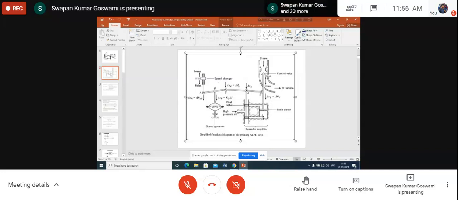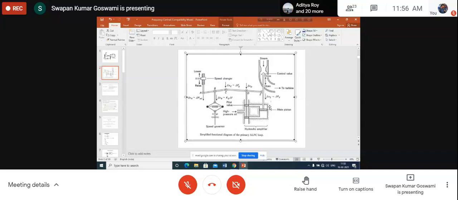So you are changing the position of the speed changer. As a result, you will be changing the opening of the steam valve. So for affecting the opening or closing of the steam valve, a high, large force has to be applied. The force magnification will be effected by this amplifier. That's why this arrangement is called the hydraulic amplifier.